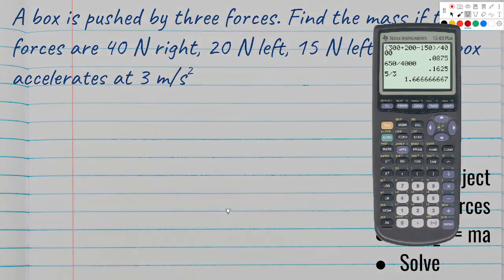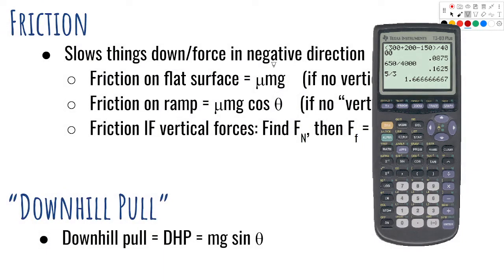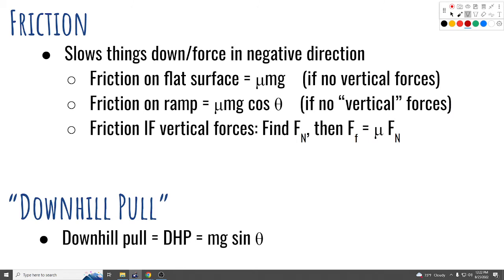Same process. Okay. I need to tell you about a couple extra forces here that pop up in some problems. One of them is called friction, and I'm calling the other one the downhill pull. And so let's say a word about these. Friction always slows you down. Friction is always a negative direction force because it's trying to stop your box, right?